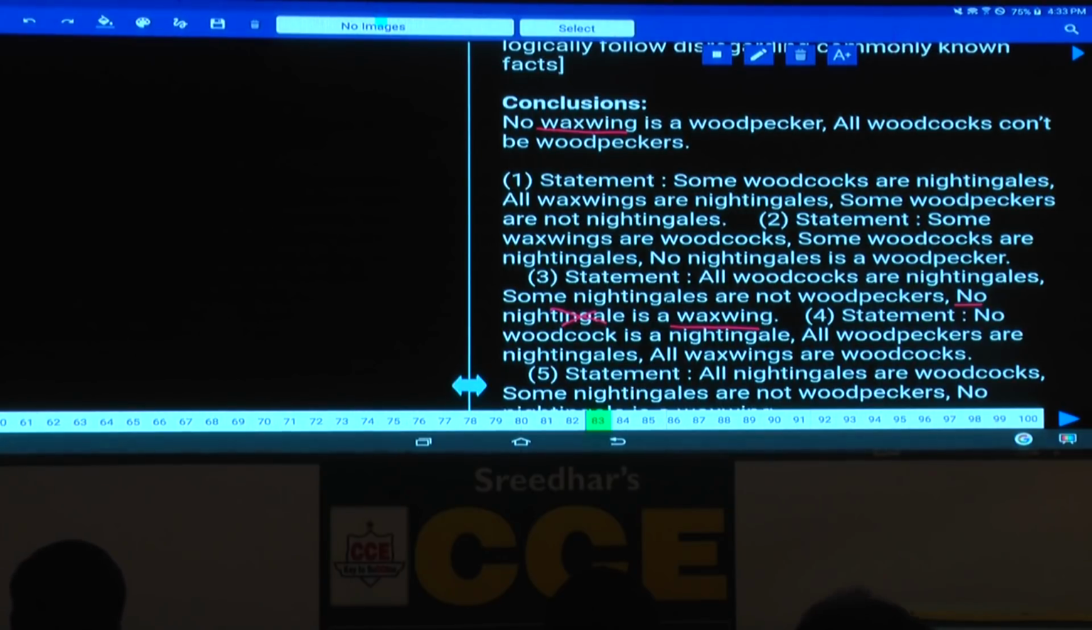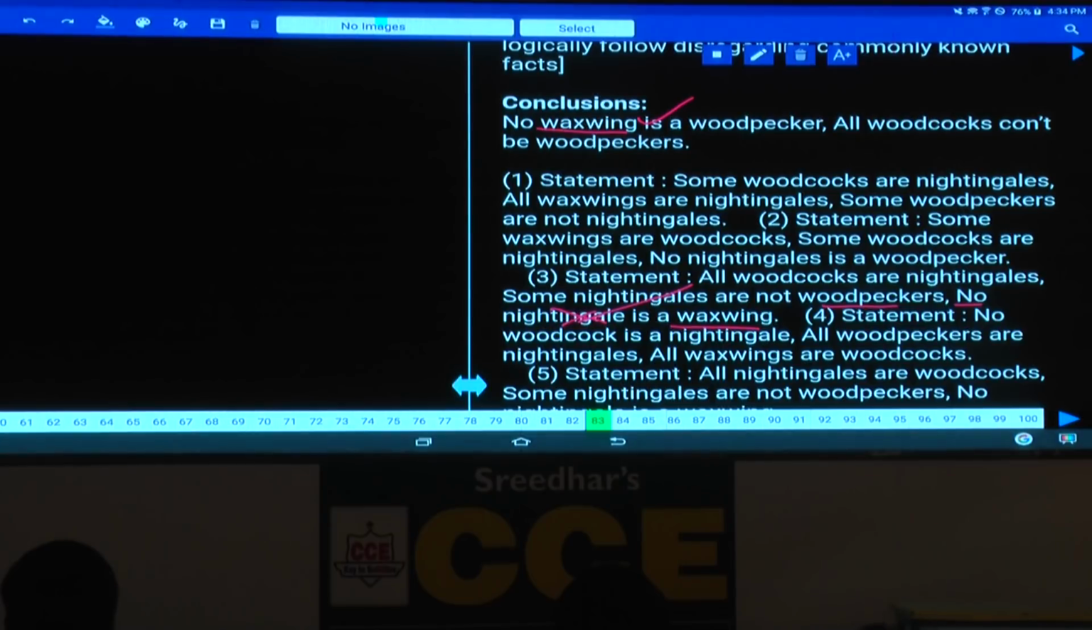Now nightingale is the middle term which is ruled out. Now the conclusion must be in between what? In between woodpecker and waxwing, isn't it? Hence what is your answer here? No waxwing is woodpecker is definitely true. Okay? Now the first conclusion we are able to derive. As the first conclusion we are able to derive, then what is the next one here?